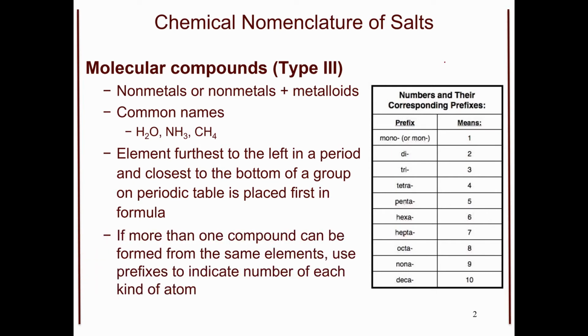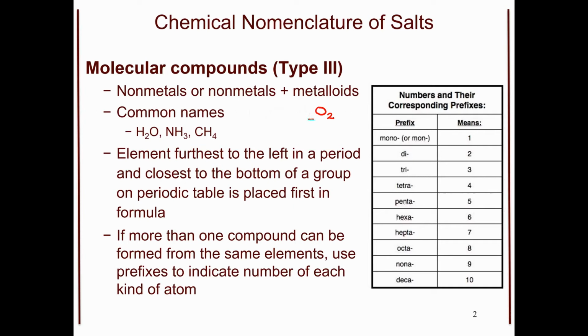Then, if more than one compound can be formed from the same elements, what we mean by that is in the case of H2O, remember that this is water, but we can also have hydrogen peroxide, so that's H2O2. If there are multiple possibilities for the same element mixture, then we need to use the Greek prefixes to indicate the number of each atom in this molecular compound. If there is only one way of doing this, or only one type of mixture between the two elements, then we do not need the prefixes.